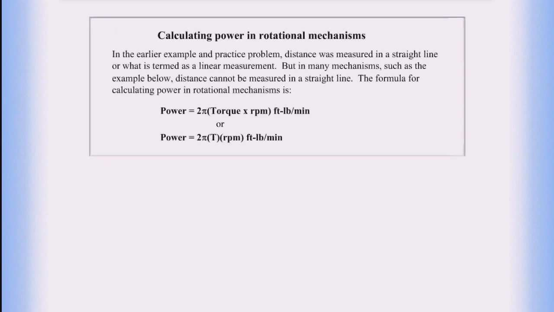Calculating power in rotational mechanisms. In the earlier example and practice problem, distance was measured in a straight line, or what is termed as linear measurement. But in many mechanisms, such as the example below, distance cannot be measured in a straight line. The formula for calculating power in rotational mechanisms is shown here.